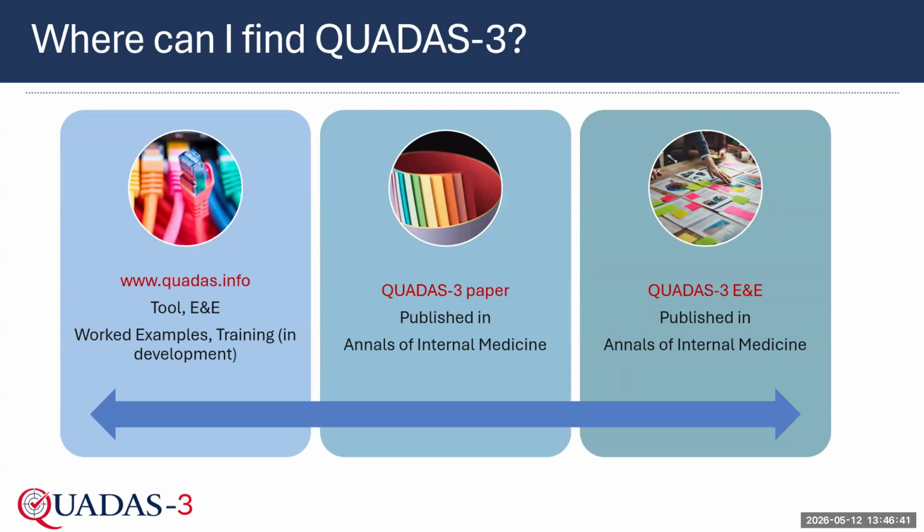And we've got 2 papers that have been published on QUADAS 3, the main paper and then the very detailed E&E paper, both of which were published in Annals of Internal Medicine in February, but you can link to them from the QUADAS website. It may look like you've got to log in to get to them, which is true. You have got to log in, but you can just create a free account and then you can log in and access them. You don't have to pay to access them. They are freely available.